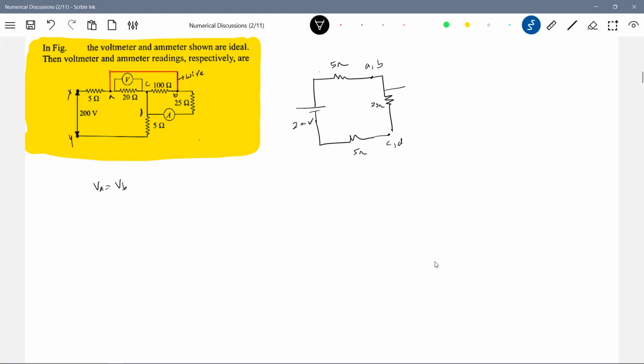And the voltmeter is here. After this, between C and B, a 100 ohm resistor is there. Between B and D, 25 ohm, and then the ammeter. Anybody can solve this now, and the ammeter is ideal.